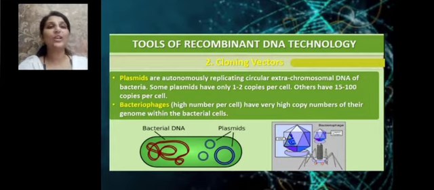Some plasmids have only 1 to 2 copies per cell. The number of copies in a bacterial cell is 1 to 2, whereas for others it can be 15 to 100 copies per cell. And bacteriophages, the peculiarity is that they have high copy numbers per cell. Within the bacterial cell, the copy number of their genome is greater.